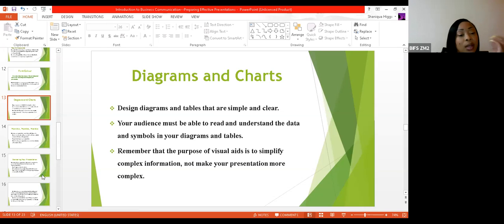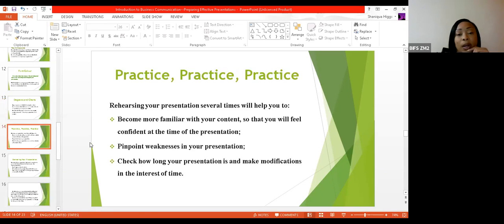So keep them simple and make sure they're clear and have a clear explanation of what the symbols mean, all right, so that your audience can follow along. And then the key is keep rehearsing, all right?